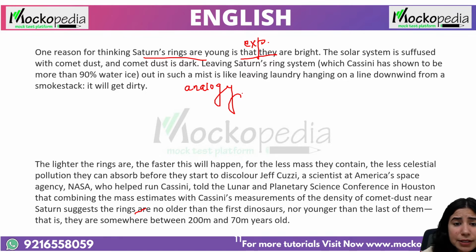The lighter the rings are, the faster this will happen. For the less mass they contain, the less celestial pollution they can absorb before they start to discolor.